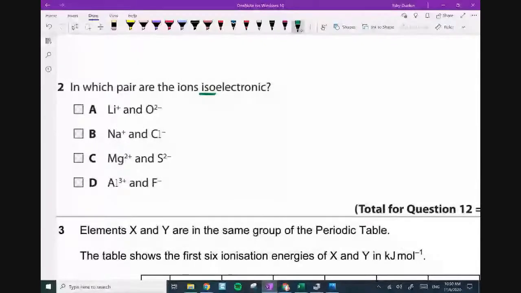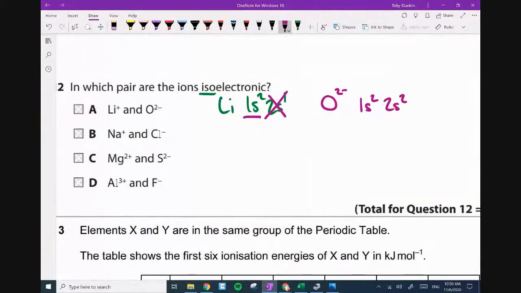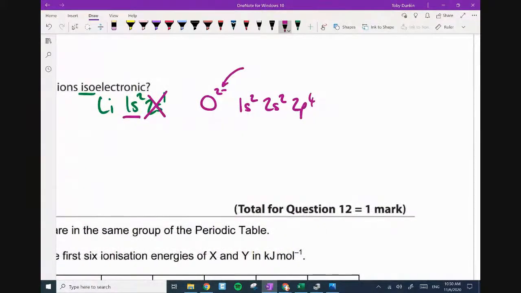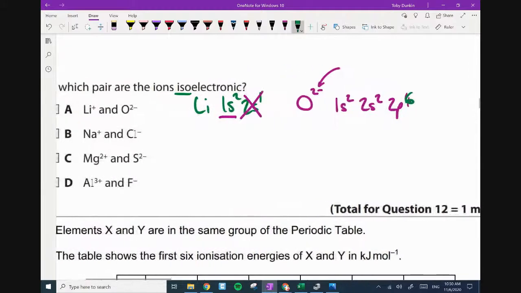So we've got lithium 1+. So 1s2, 2s1. There's lithium. Let's now turn it into its ion. Lose it. So final answer, 1s2. O2-. So that's going to be 8 electrons for oxygen originally. 1s2, 2s2, 2p4 is the original oxygen, but it gains 2 electrons. Okay, so they are definitely not the same.